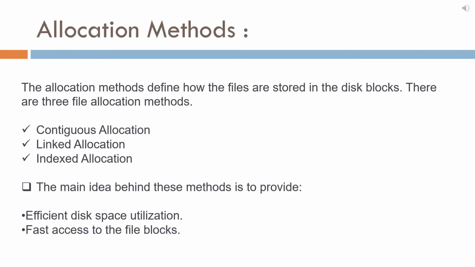Now, what is an allocation method? The allocation methods define how the files are stored in the disk blocks. There are three main disk space or file allocation methods: contiguous allocation, linked allocation, and indexed allocation. The main idea behind these methods is to provide efficient disk space utilization and fast access to the file blocks.